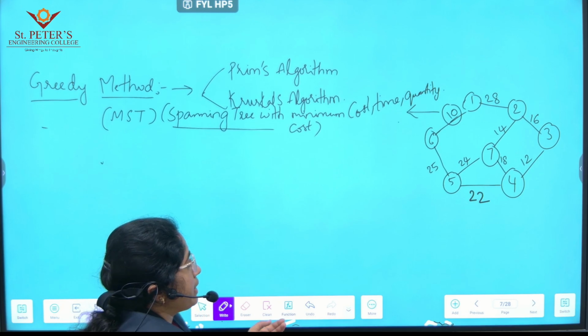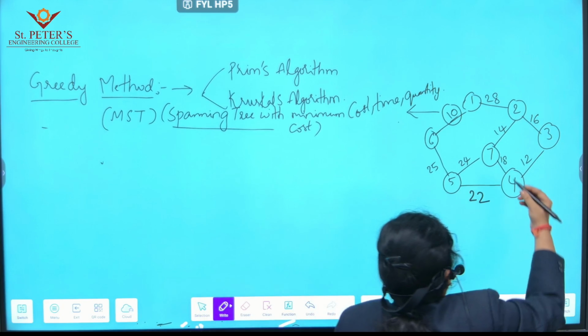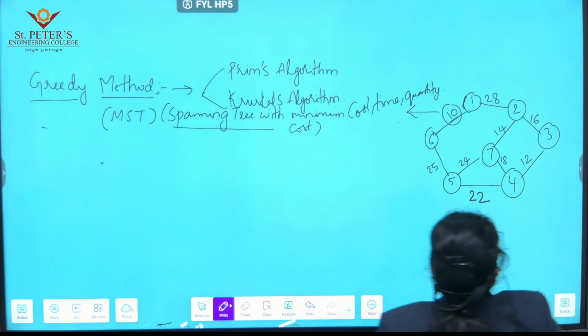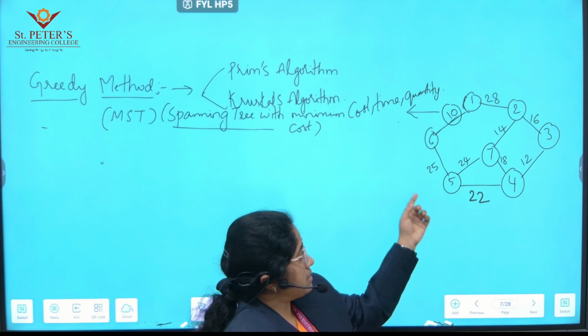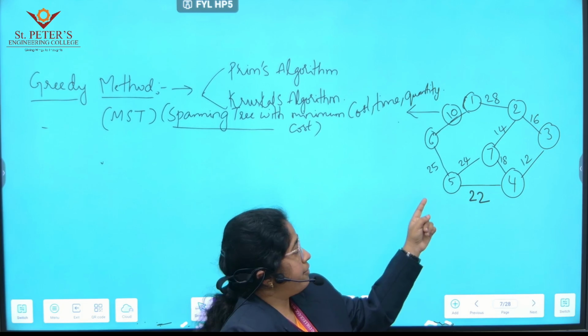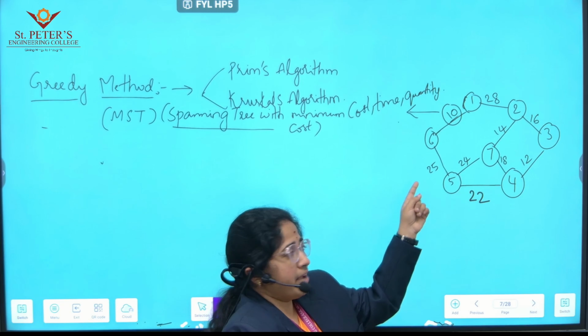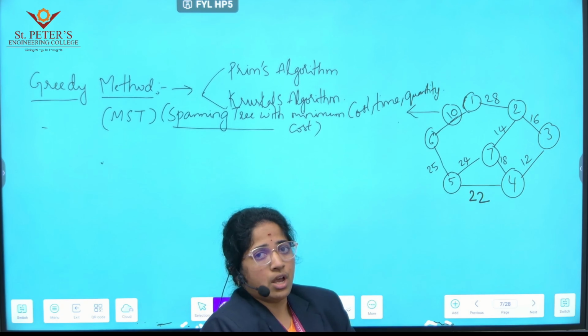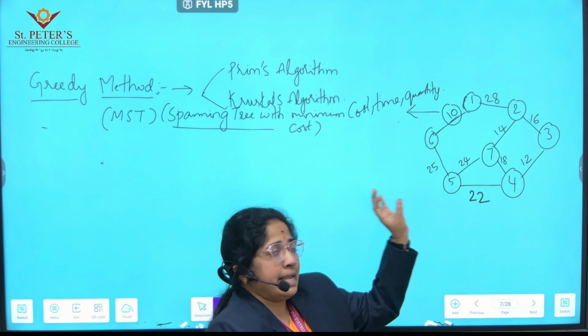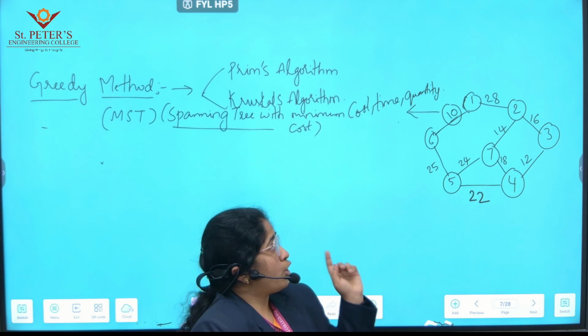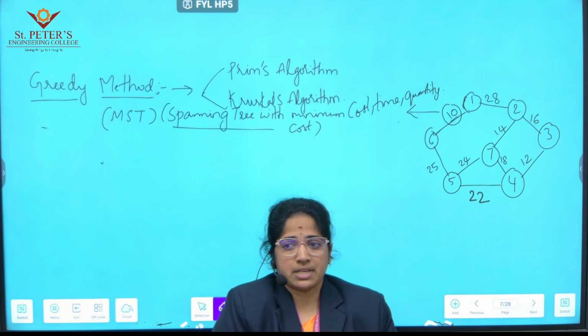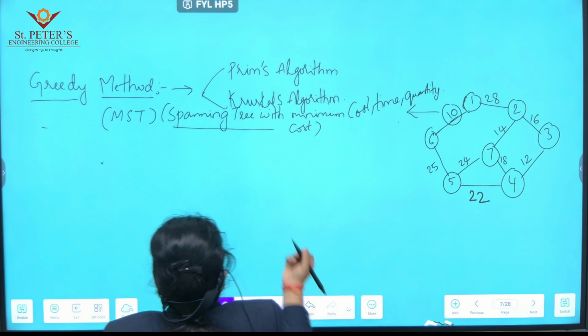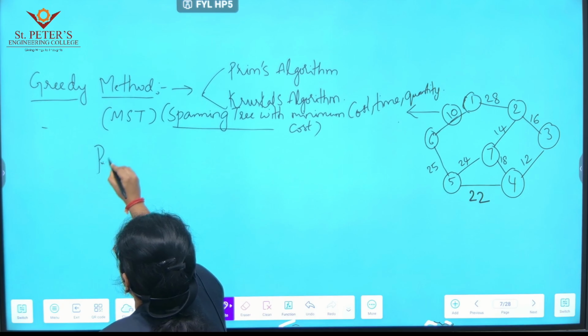Here I am considering one example. This is a graph which consists of 7 vertices, and from each vertex we have edges connected, and for each edge we have a cost. The same graph I'm going to take to draw using Kruskal's and Prim's algorithm. The first method I am going to use is Prim's algorithm.